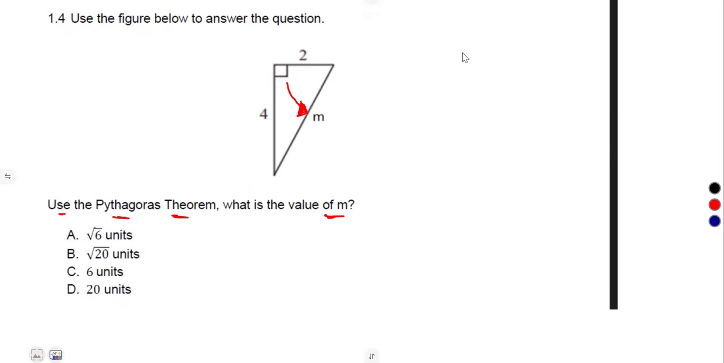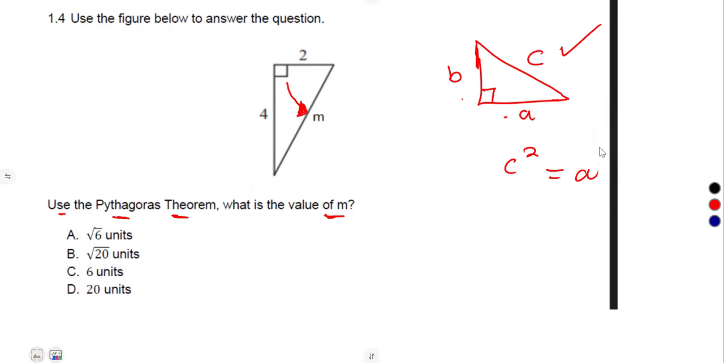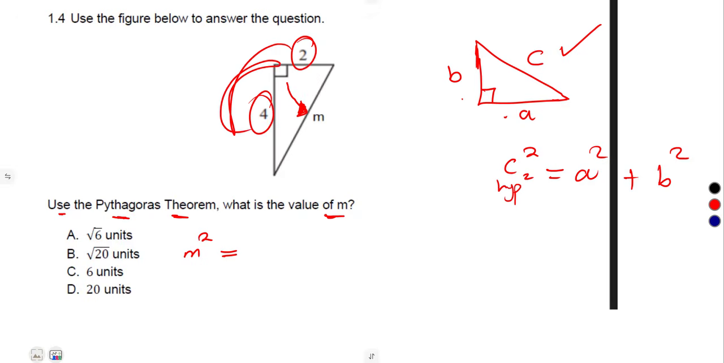So hypotenuse squared. Given a right-angled triangle that we are used to, this is A, this is B, this is C. The hypotenuse, which is C squared, is equal to the sum of the squares of the shorter sides, A and B. So simply, hypotenuse squared. What represents our hypotenuse is m. Therefore, m squared is equal to the sum of the squares of the two shorter sides, the 2 and the 4. So that's 2 squared plus 4 squared.